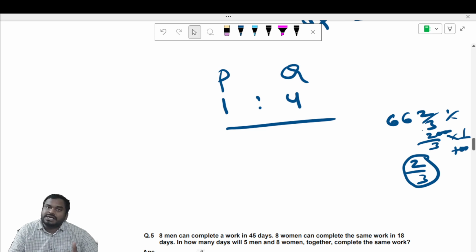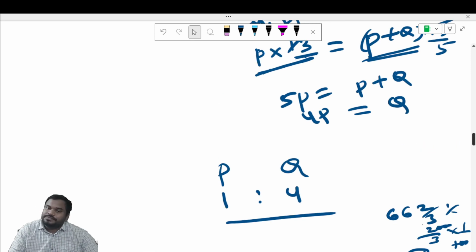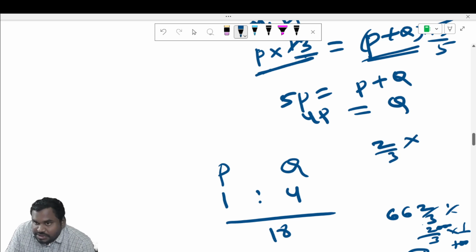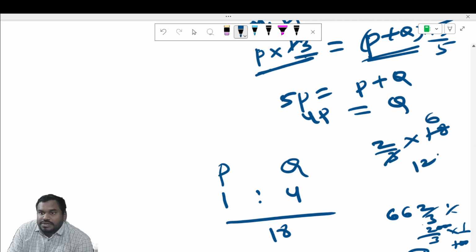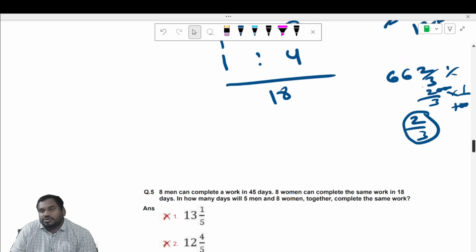So like this, if you directly multiply with 2 by 3, that is sufficient, or else you can do 66 2 by 3 percent, so 200 by 3 into 1 by 100. The same way you will get it. So 66 2 by 3 percent in terms of fraction is 2 by 3 only. So 2 by 3 into total parts of work, 18. So 18 into 2 by 3 means 12 parts of work. Out of 18, 2 by 3 is nothing but 12 parts.